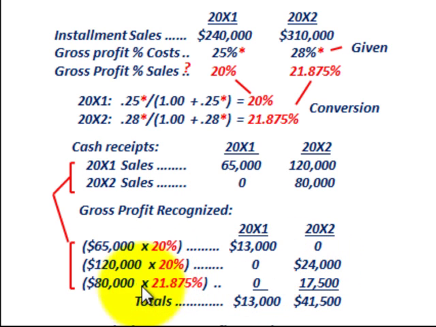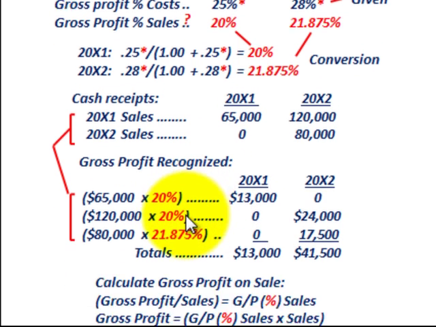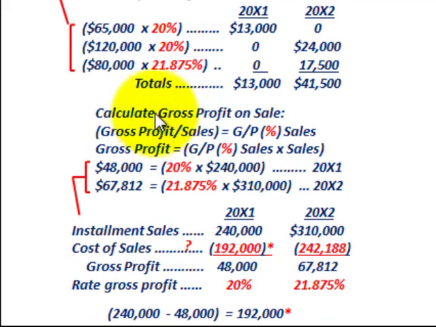And then for the last amount, the 80,000 of 20x2 sales received in cash in 20x2, simply take 80,000 times the gross profit percentage for year 20x2 that we recalculated at 21.875%, and that's going to give us 17,500. Okay, so that's the gross profit that we're going to recognize in each of those years based on our cash receipts. Now let's expand on that and look at how we calculate our gross profit on the total sale. The general equation is you take your gross profit divided by your sales.